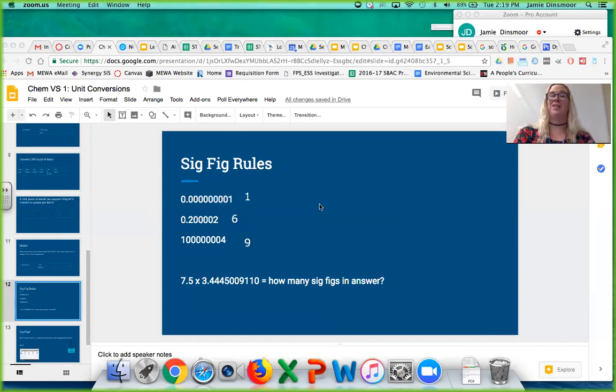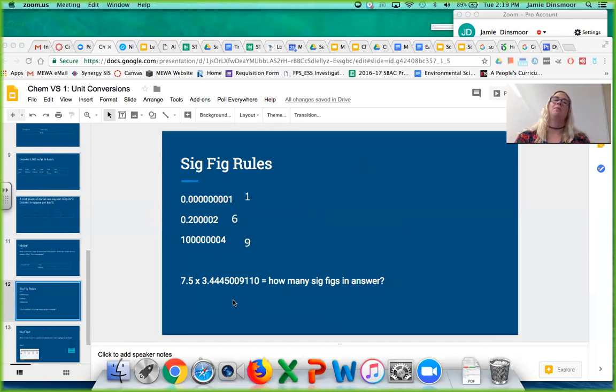So really, for me at least, the trickiest one are these numbers with the leading zeros, because you think, but wouldn't they be significant because those decimal places are important? Well, they are important, right? But that's the rule. They do not count as being significant.